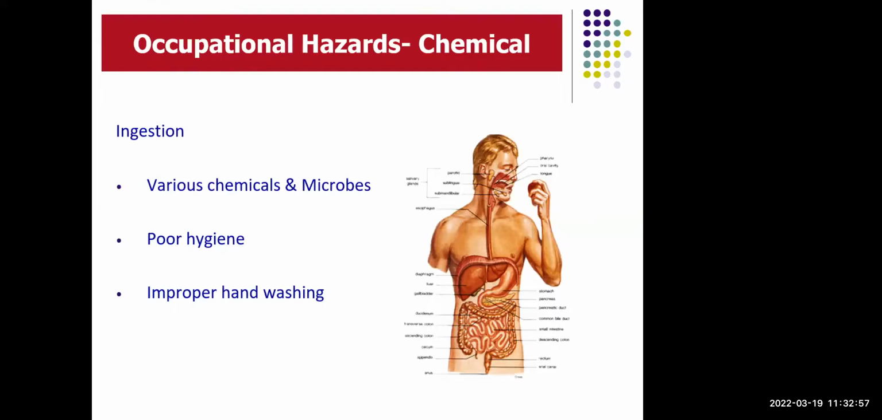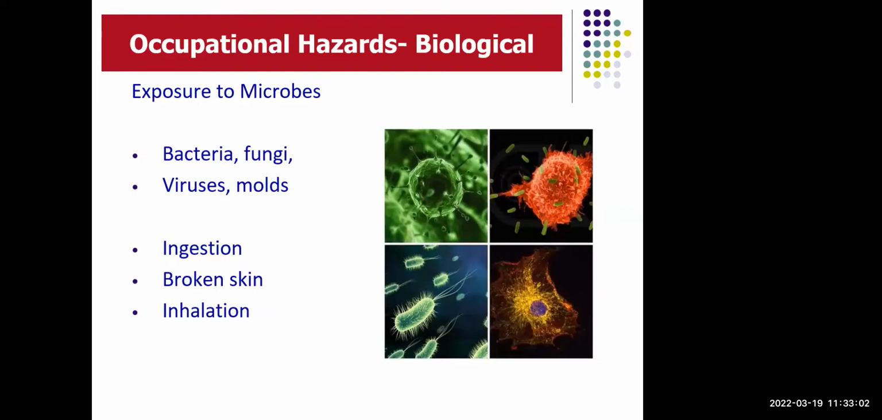Ingestion, we have discussed this again, various chemicals and microbes. Now biological hazards: exposure to microbes, bacteria, fungi, viruses, molds. Mold is again one type of fungi. They can be ingested, they can enter through broken skin, and they can be inhaled also. So who are the people who are most commonly exposed? Of course, all healthcare workers, people working with sewage, sanitation, people working in labs with animals, animal husbandry, veterinary surgeons.